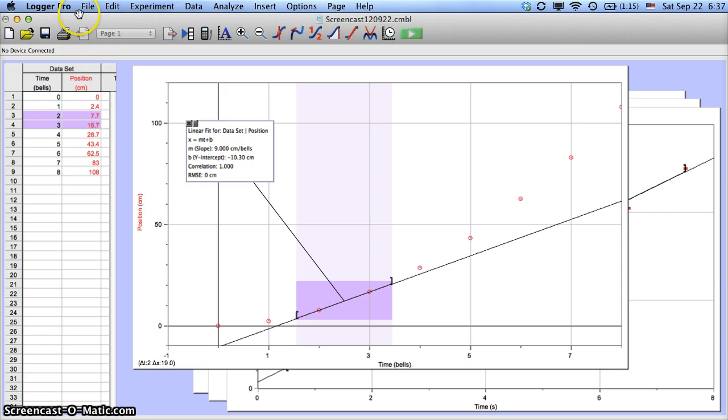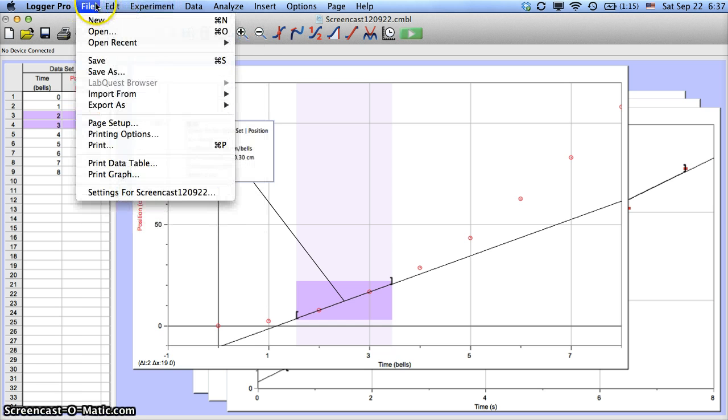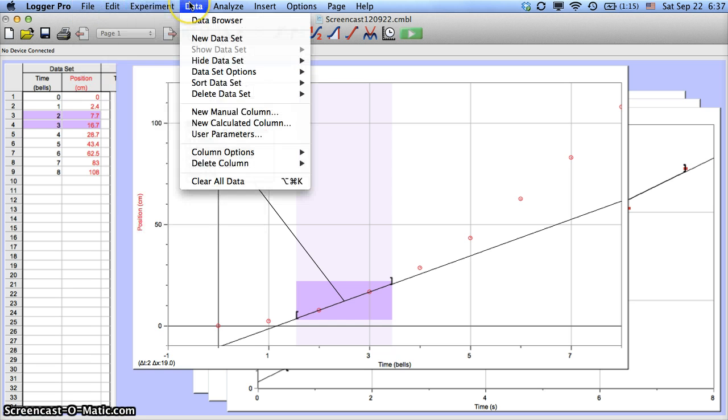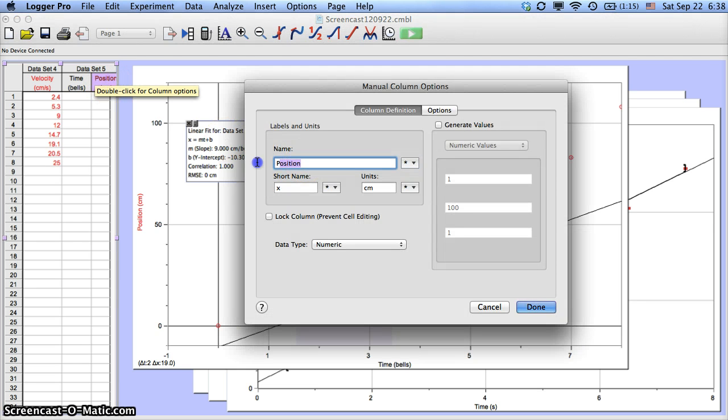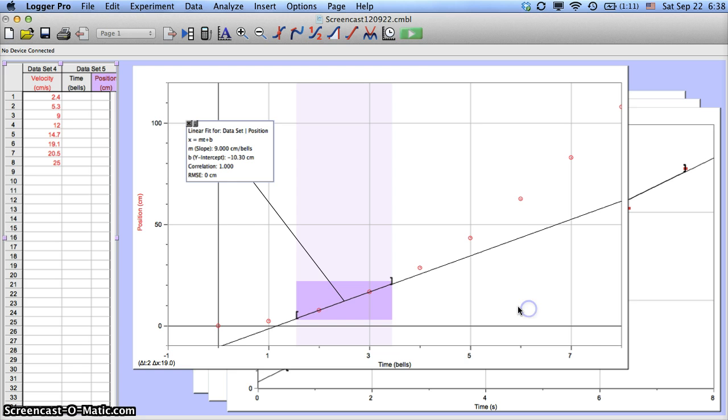Now you can go to LoggerPro, and you can, let's see, where is it? You can go to Data, New Data Set, click that, and you have to scroll over. But you can enter a new data set, and if you double click here, and you want to change it to velocity, and short unit name is V, and the units are centimeters per bell in your case.